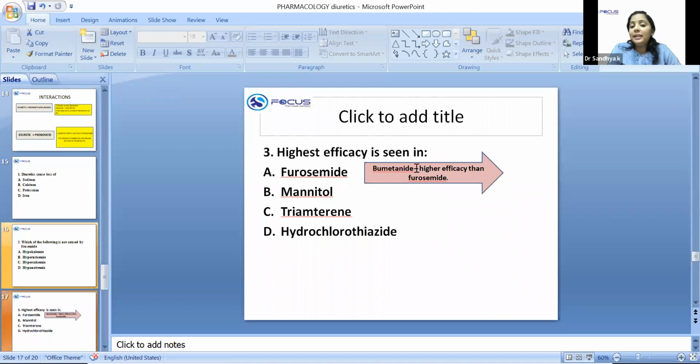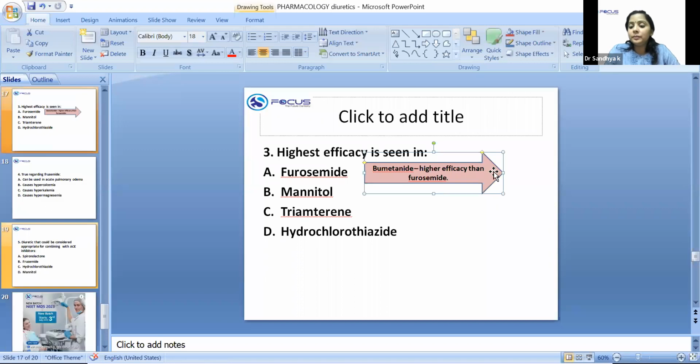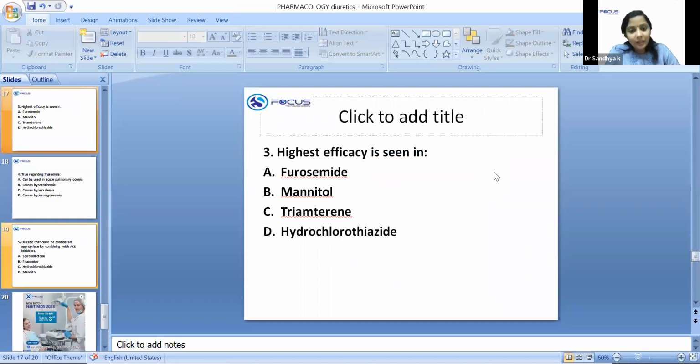Highest efficacy is seen. Frucimide, mannitol, trimetrin, hydrochlorothiazide. Frucimide is a highest efficacy diuretic. And one more point to add on that is, under the high efficacy diuretic, yes, very good. I can see the answers.